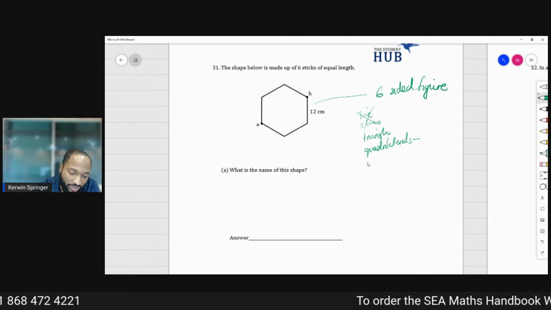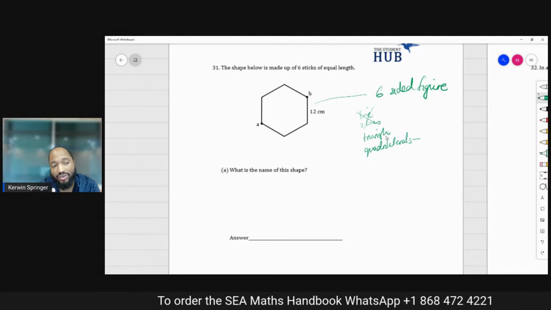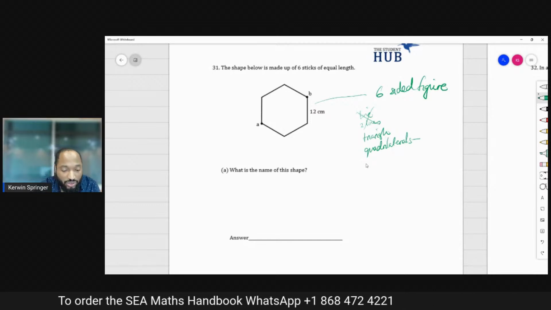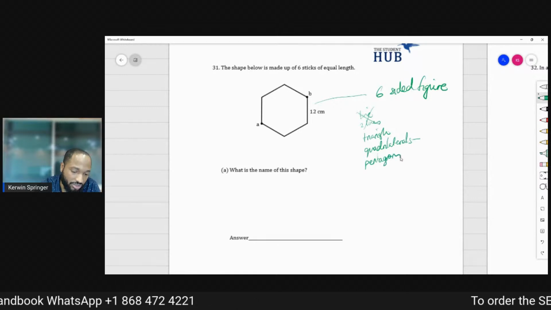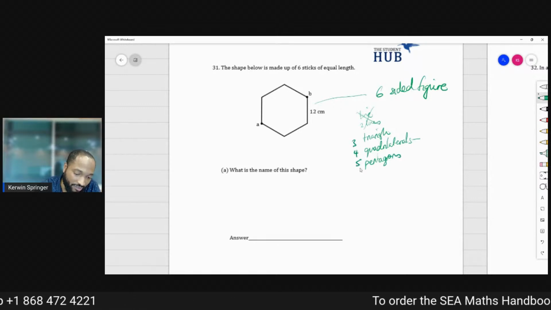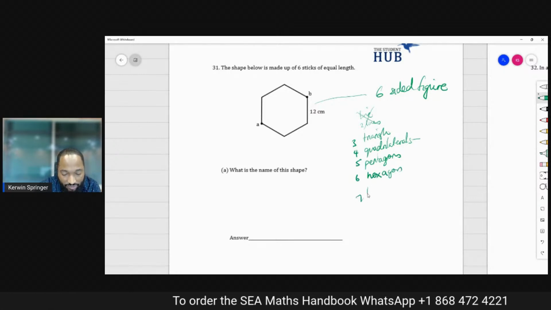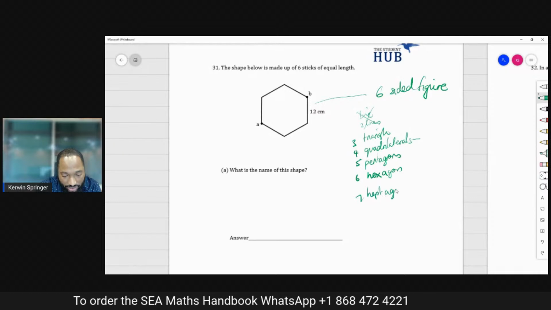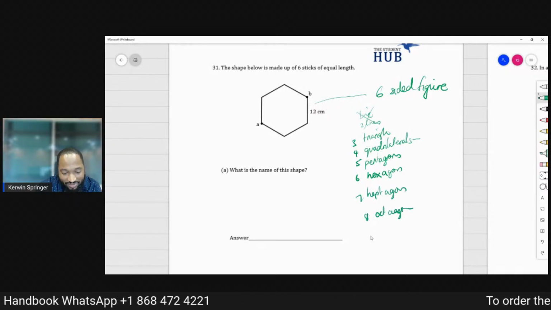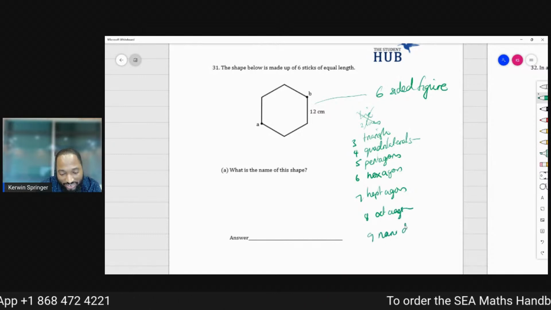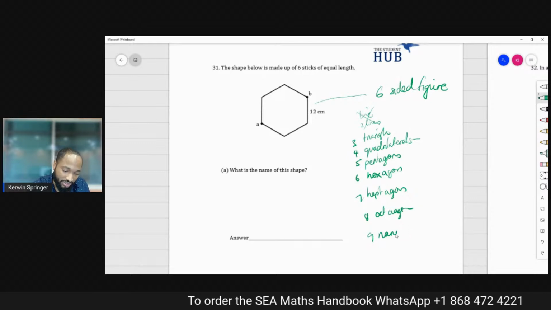Then after quadrilateral, after 4, you have 5. What do we use for 5? We use the word pent. So you have pentagons. So this is 3, this is 4, this is 5. And when we reach 6, we use the word hexagon. For 7, you use heptagon. For 8, you use octagon. For 9, you use nonagon. How many of you all knew that? You knew all of this?